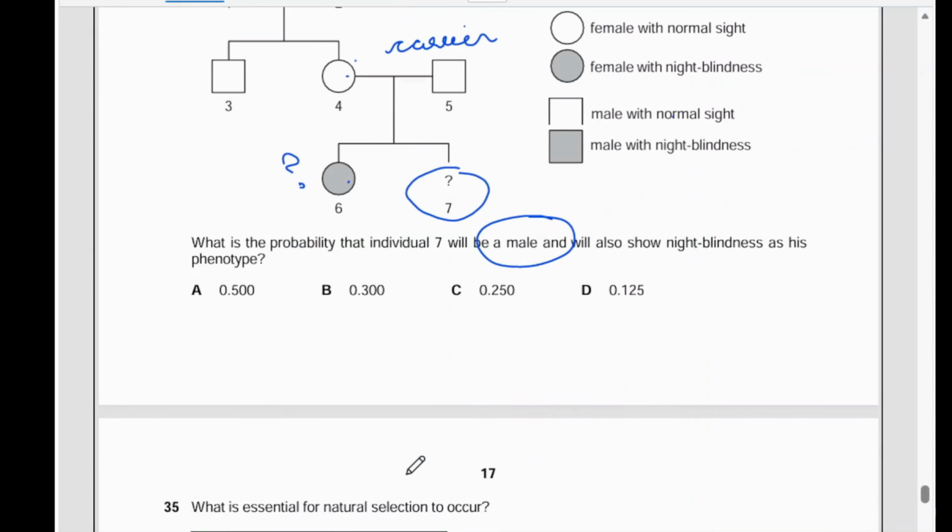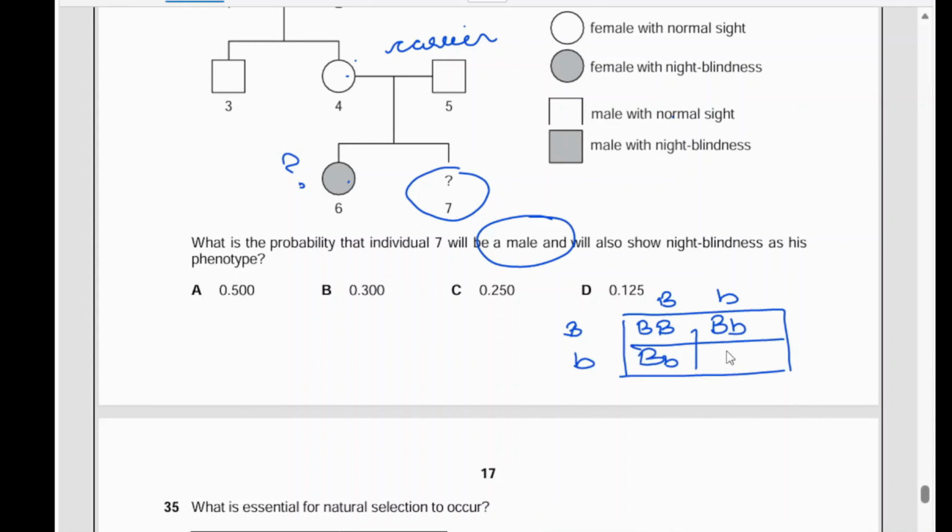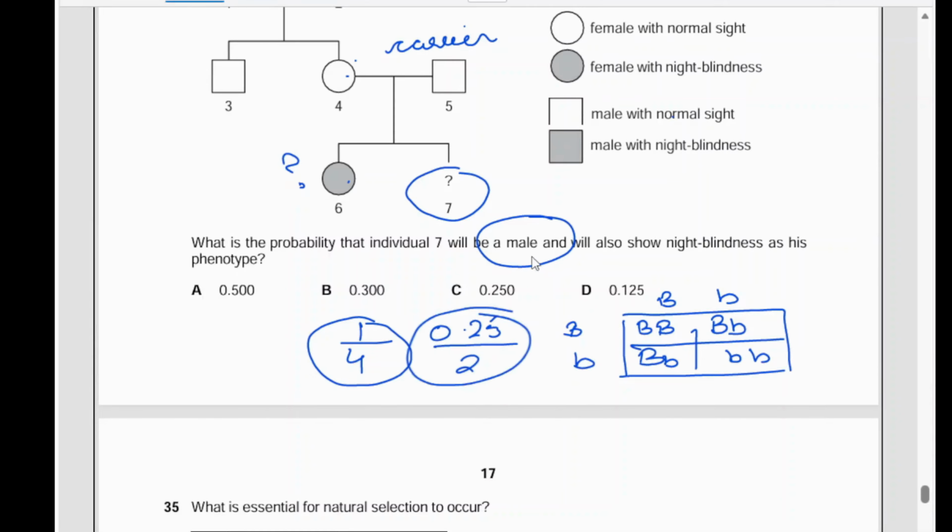Let's make a table to have a better understanding. If both are carriers, let's say capital B and small b, capital B and small b: capital B capital B, capital B small b, capital B small b, and small b small b. Correct? So 1 out of 4 is the case. The answer would be 0.25, and if we halve it, because we have to tell the male only, 0.125. Clear?